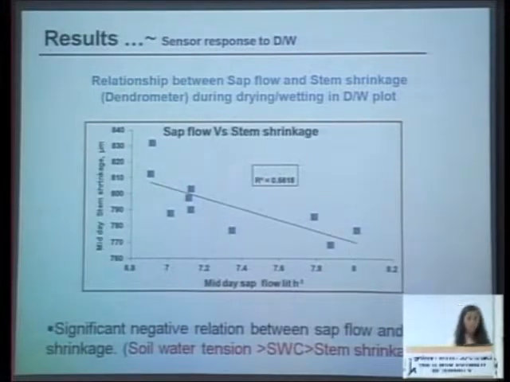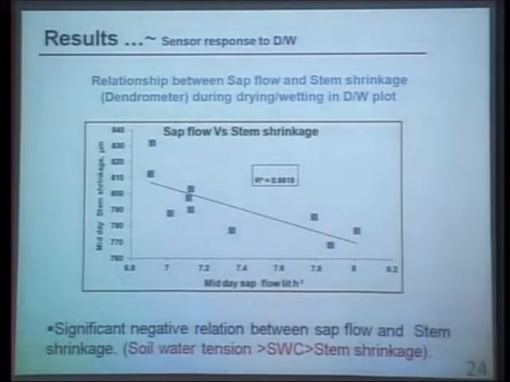We also observed the response of the three irrigation sensors during the drying and wetting. The soil water tension, meaning the tensiometer, responded significantly earlier, and then the soil water content, and then the stem shrinkage.